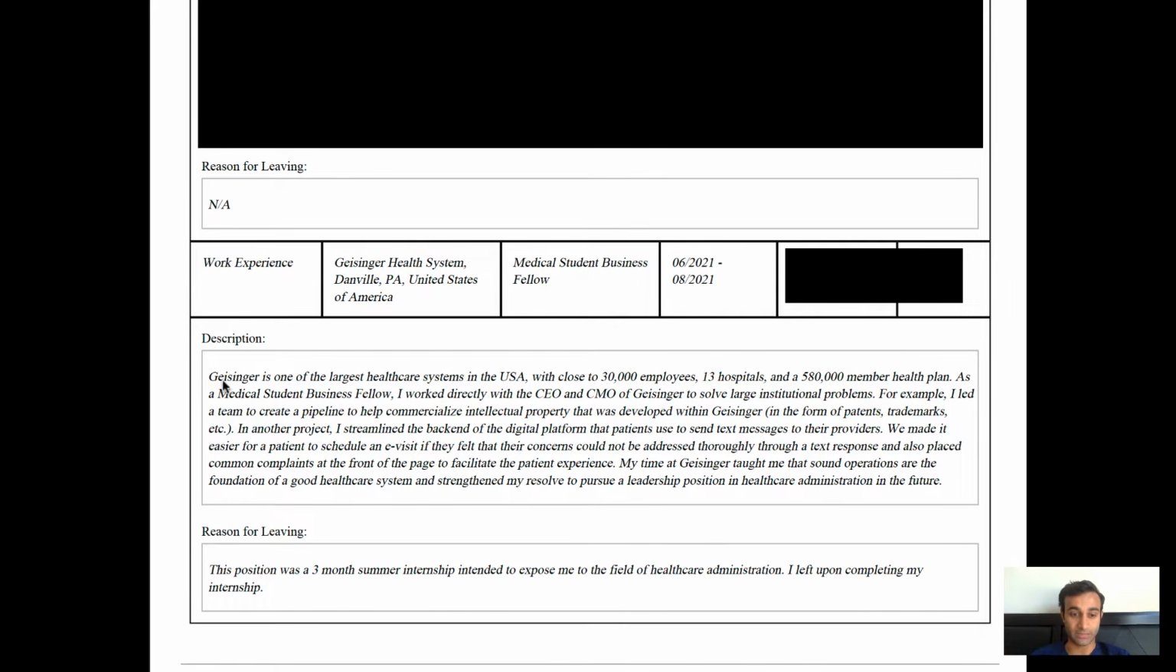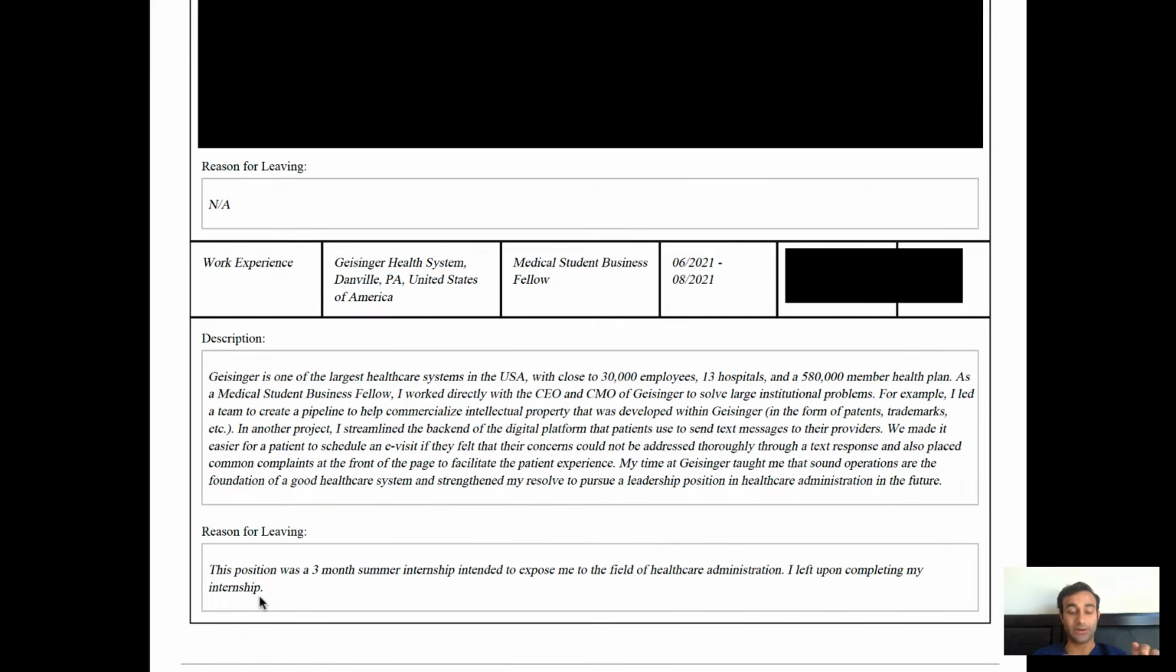You can see here I talked a bit about what Geisinger is, what I did as an intern, and then ultimately what it taught me about healthcare and how I hope that this will help me long term. I noticed that this is the first place where I had a reason for leaving, and I did leave because it was only a 3-month internship.